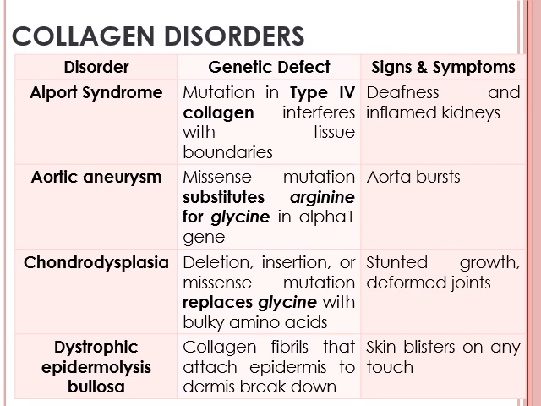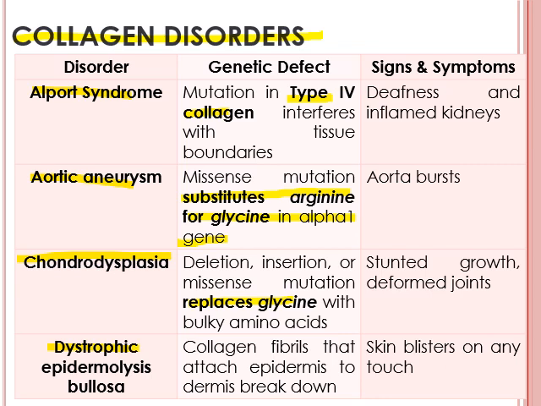What are the different collagen disorders? First, we have Alport syndrome, a mutation in type 4 collagen, which can cause deafness and inflamed kidneys. Aortic aneurysm, a missense mutation, substitutes arginine for glycine in the alpha-1 gene. It can cause the aorta to burst. Chondrodysplasia, deletion, insertion, and missense mutation replaces glycine with a bulky amino acid. It can cause short stature and deformed joints.